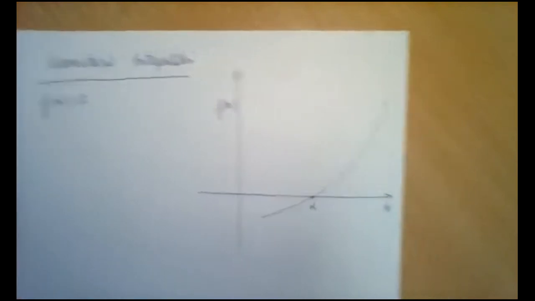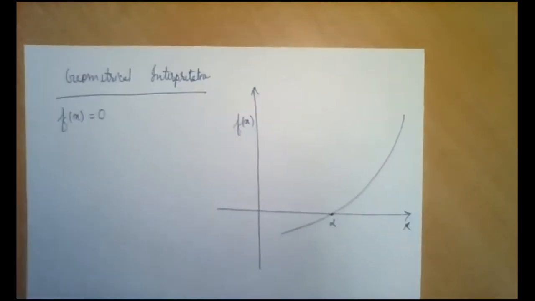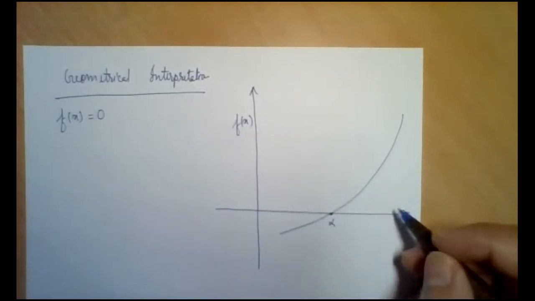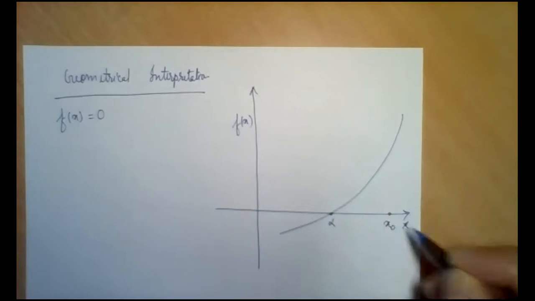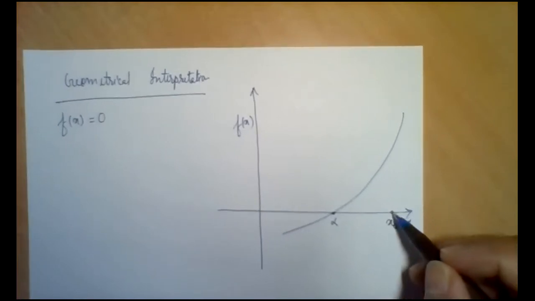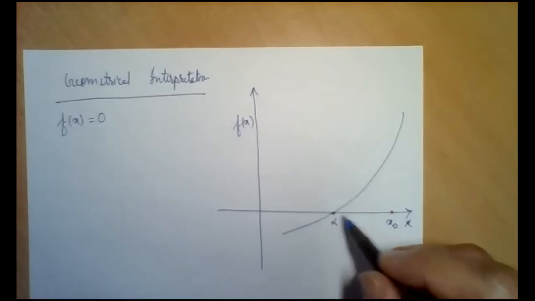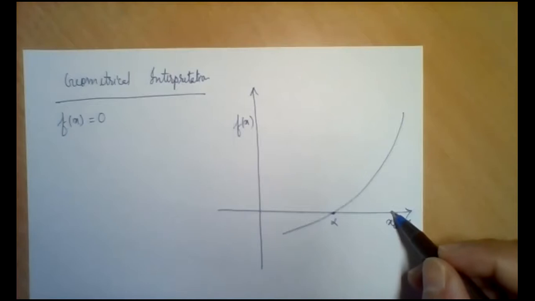Let x0 be an initial approximation. Let us call it x0. Let this point be an initial approximation to the root alpha, the real root.